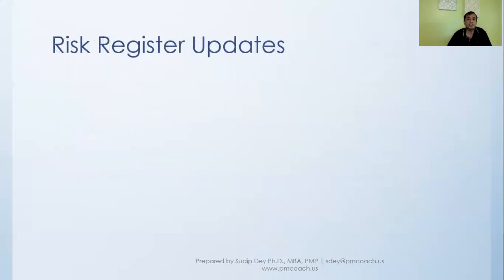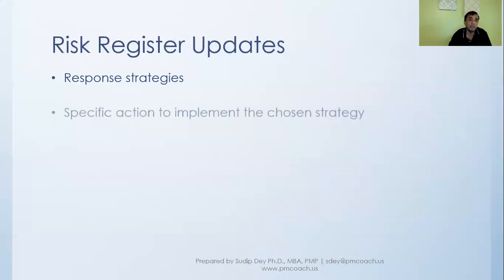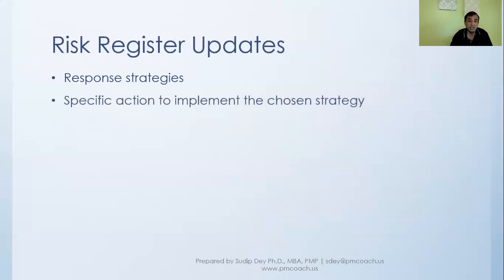As an output of this planned response, we'll be updating the risk register with response strategies. So we talked about different strategies, the strategies for threats and the strategies for opportunities, for overall projects. We'll update our risk register with that, and the specific actions to implement the chosen strategy. What will we really do exactly, based on the strategy that we have opted for?